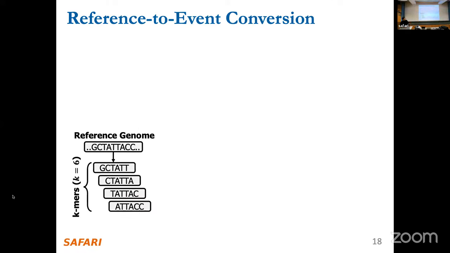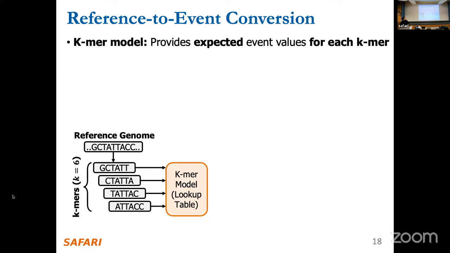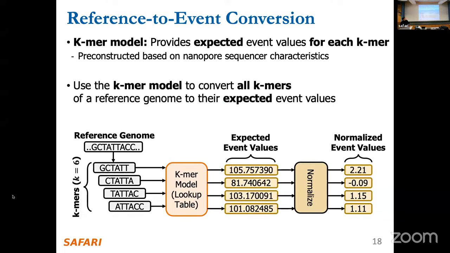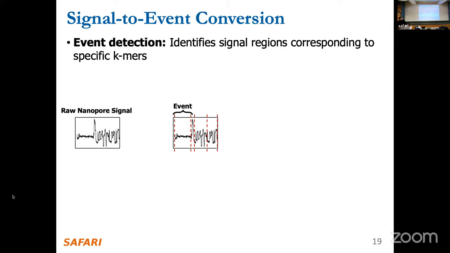So how do we convert the reference genome to the event values? This is a reference genome, and these are its k-mers, which we covered last week. To convert the reference genome into event values, we utilize a lookup table that we call a k-mer model. This k-mer model provides the expected event values for each k-mer, and it is pre-constructed based on the characteristics of the nanopore sequencer. So we look at the k-mer, then look at the k-mer model, and figure out the expected event value for that particular k-mer. Then we do some normalization, et cetera, so that these values are comparable later on. So this was the reference to event conversion.